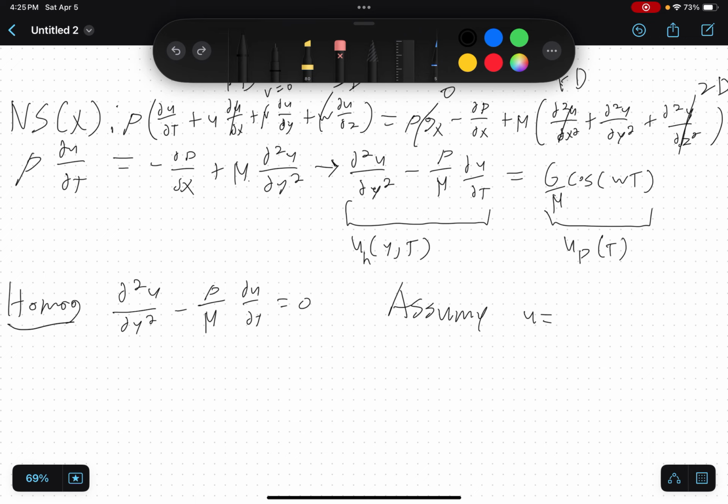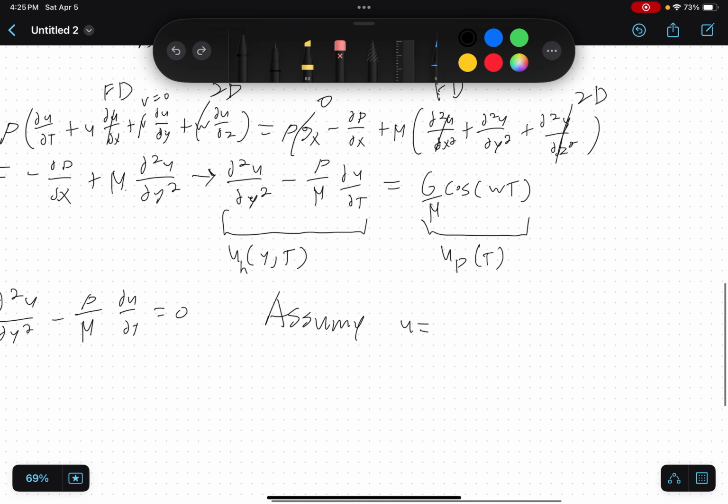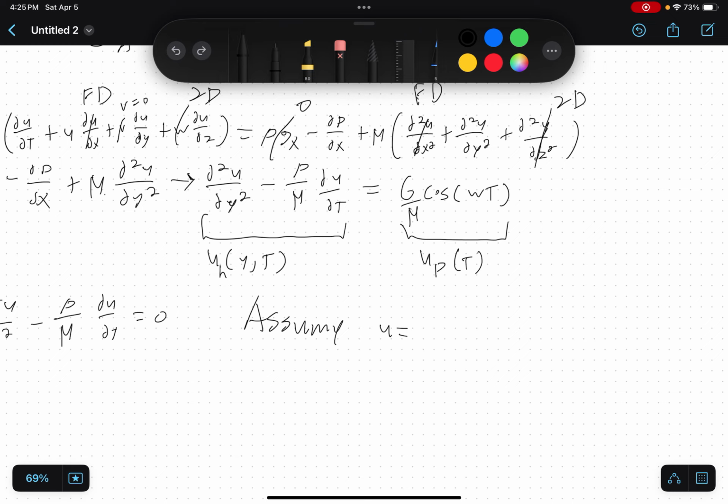Well, there is a standard procedure for this type of problem, and it uses Euler or Gauss, or maybe it's someone else, but it doesn't really matter. You assume the standard solution, u equals e to the i w t times a function of y. Don't know what that function of y is yet, but we will get there.